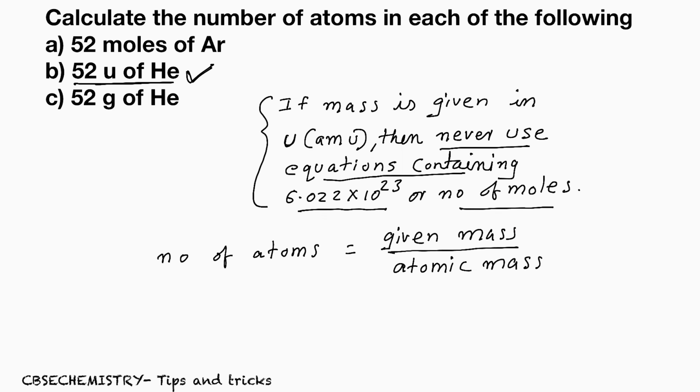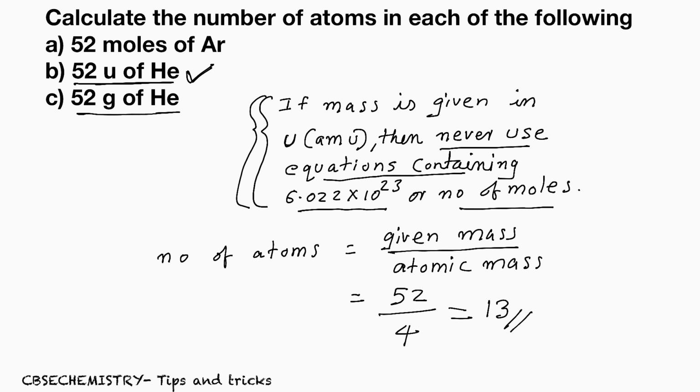Given mass by atomic mass. Very, very easy, right? What is given mass? 52 U. What is atomic mass? 4 U. On calculating, you will get the answer. So, what is the answer? 13. Number of helium atoms is 13. Got it, right? Remember this hint, okay? If the mass is in U, then don't use Avogadro number and all for finding the answer. Moving to the third question.